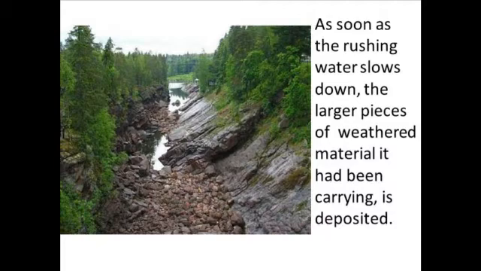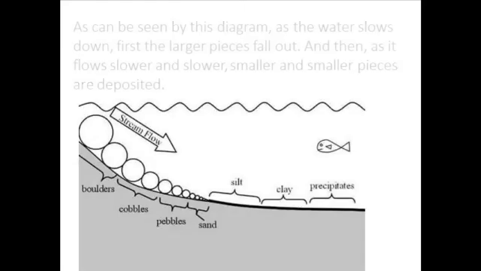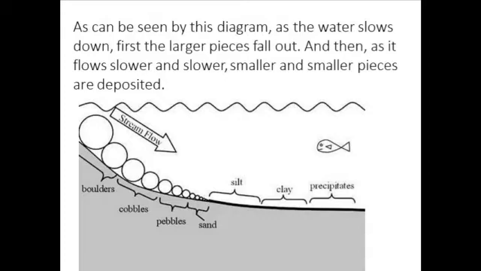As soon as the rushing water slows down, the larger pieces of weathered material it had been carrying are deposited. Now, kindly check this diagram. As can be seen by this diagram, as the water slows down, first the larger pieces fall out, and then as it flows slower and slower, smaller and smaller pieces are deposited.